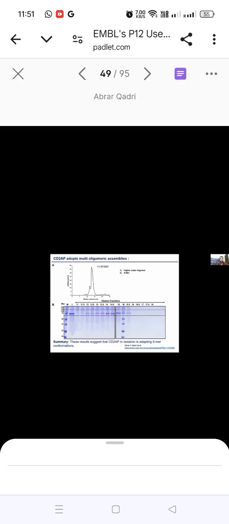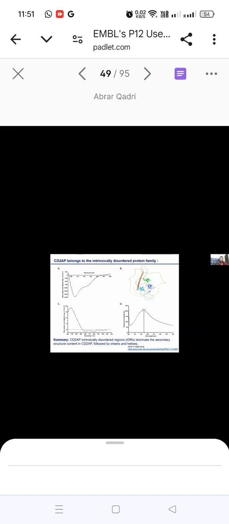We don't know its size because we did not have a marker for that range, but there is one more peak that corresponds to a 9-mer. So the corresponding fractions were further run on the gel, which tabulates the corresponding molecular weight. Thus we can summarize that this CDTAP in isolation is adopting a 9-mer conformation.